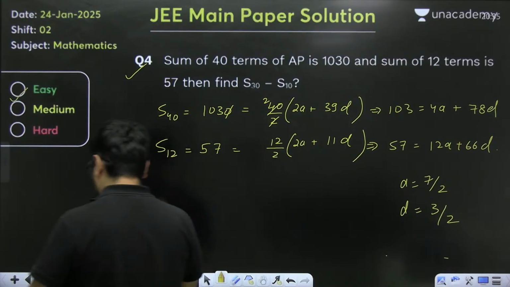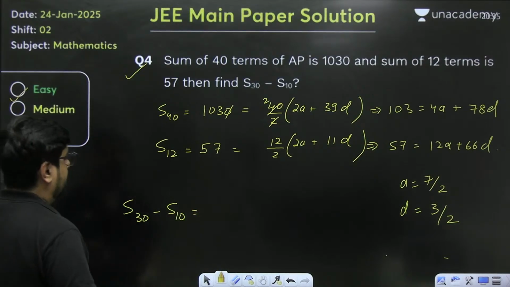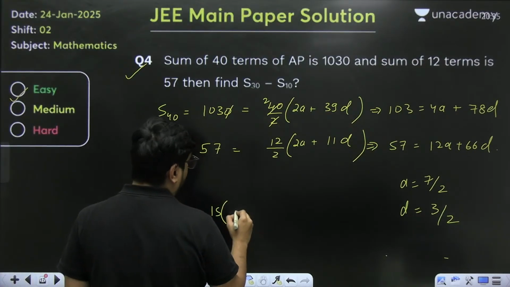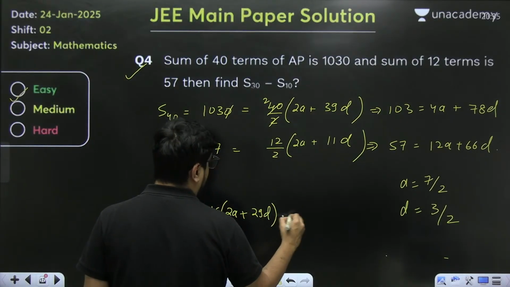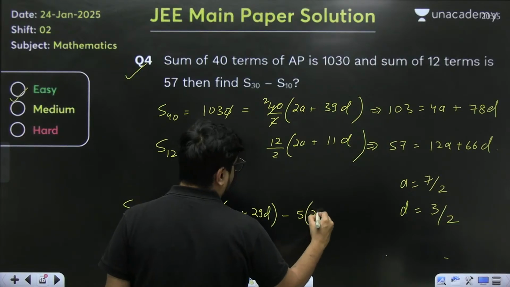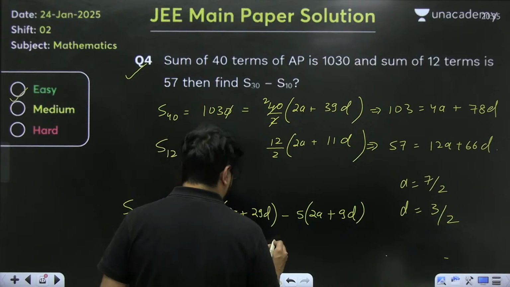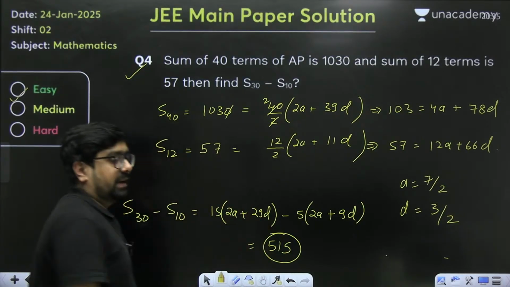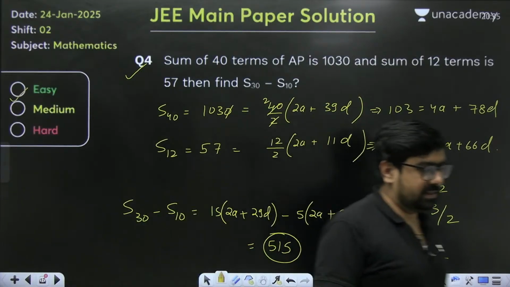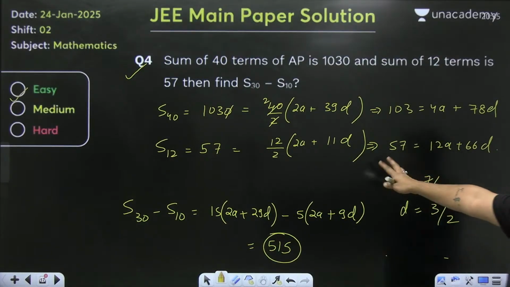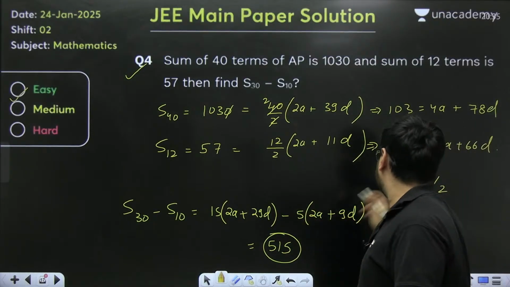And your final answer of S30 minus S10 will be 15 into 2A plus 29D minus 5 into 2A plus 9D. This answer comes out to be equal to 515. 515 will be the final correct answer for this one. I've solved this. We are getting the correct answer. Don't worry. 515 will be the correct answer, with the values of A and D.